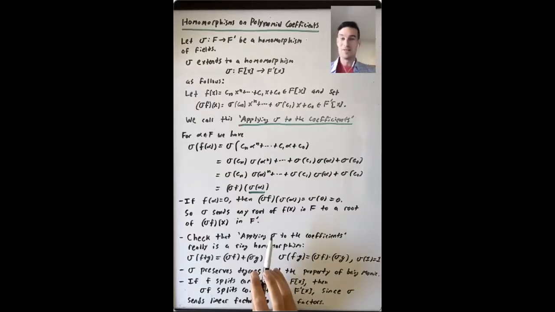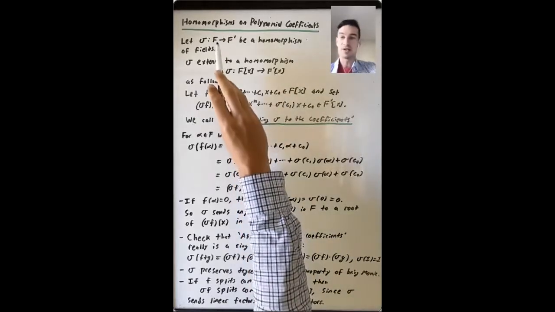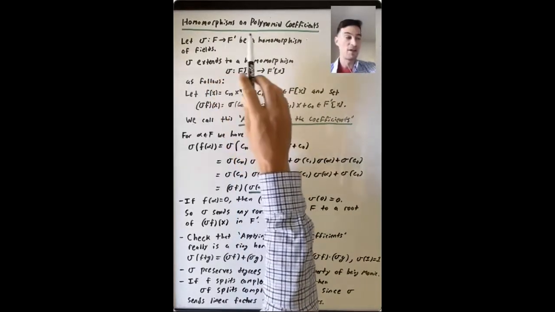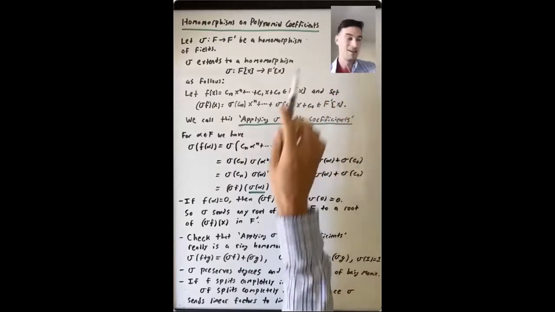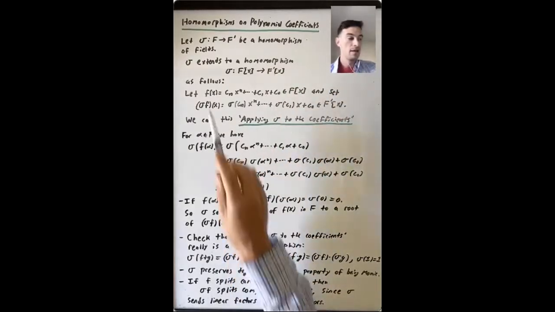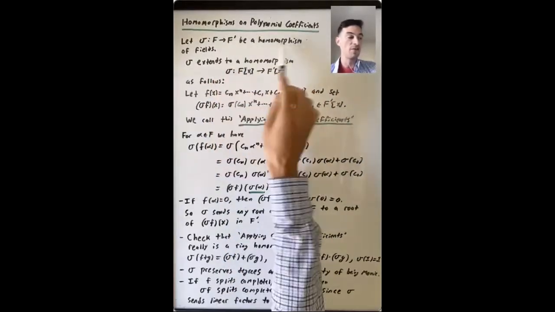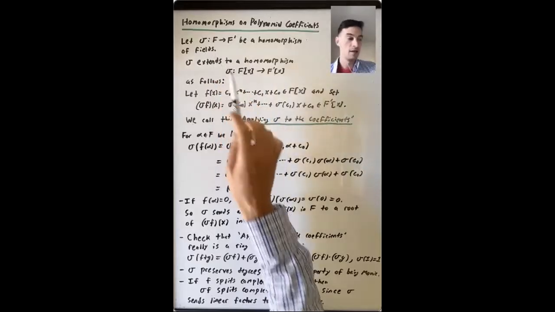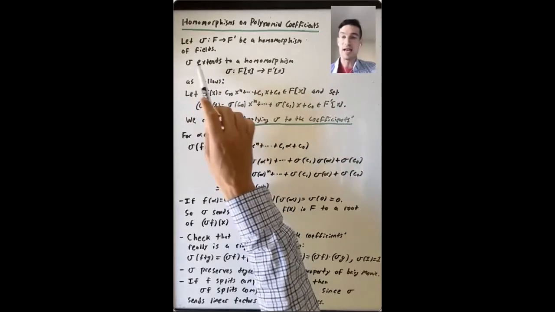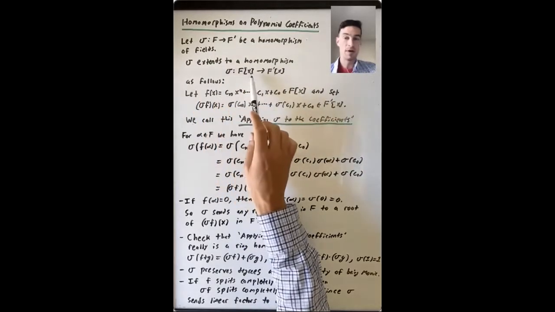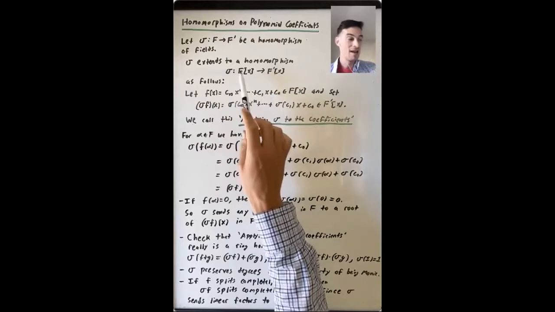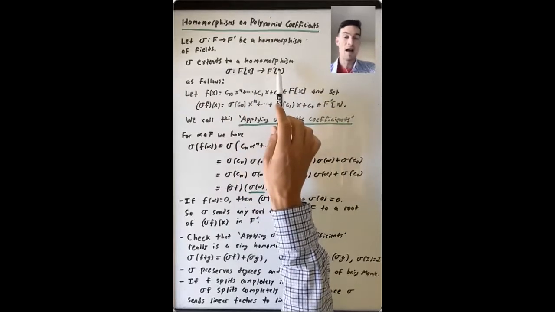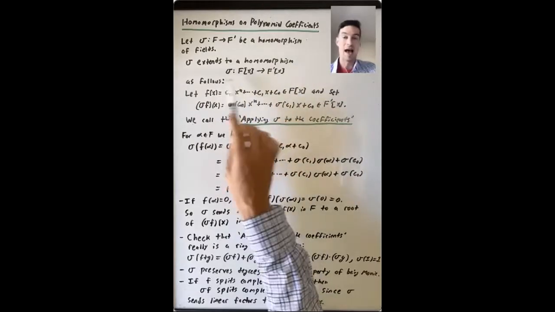Our goal in this video is to finish up the material of section 13.1 of Dummit and Foote. And in order to do that, we're going to start with a discussion about homomorphisms on polynomial coefficients. So here's the idea. Suppose sigma is any homomorphism of fields. Then sigma extends to a homomorphism of the polynomial rings F[x] to F'[x] as follows.